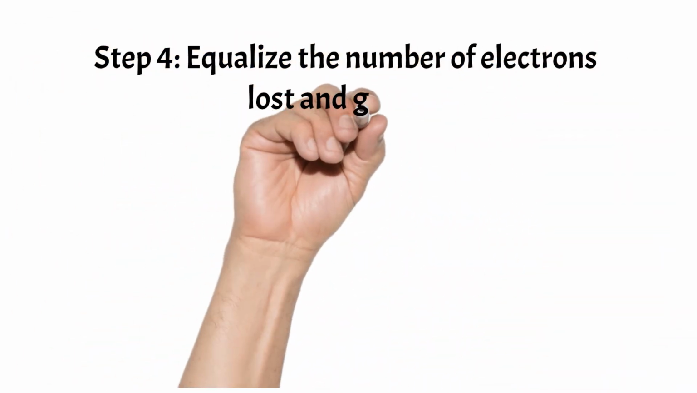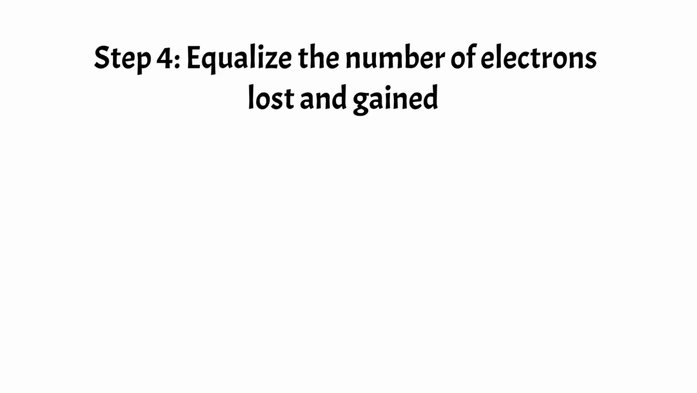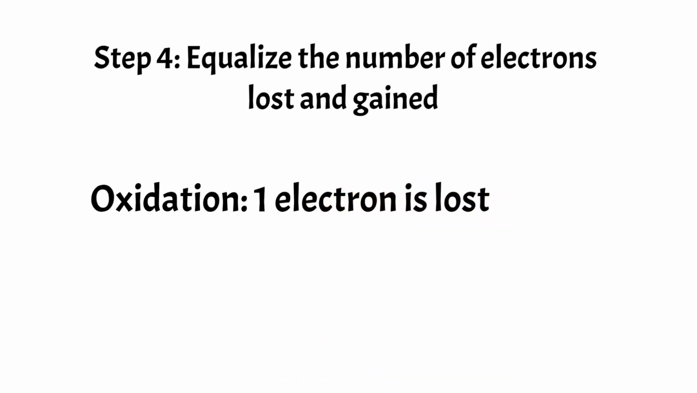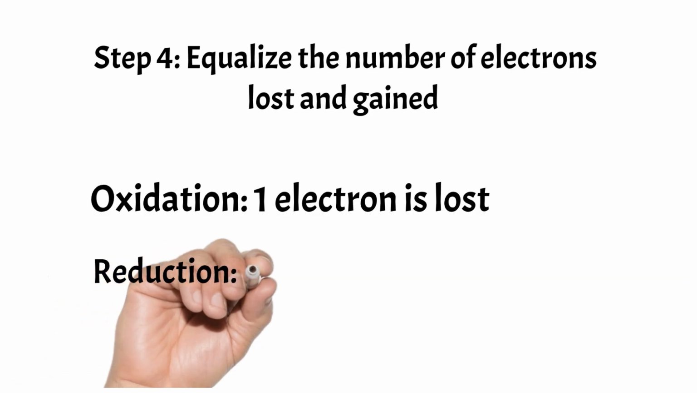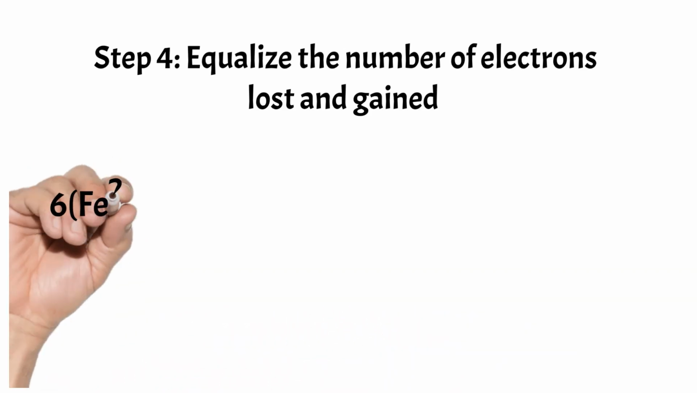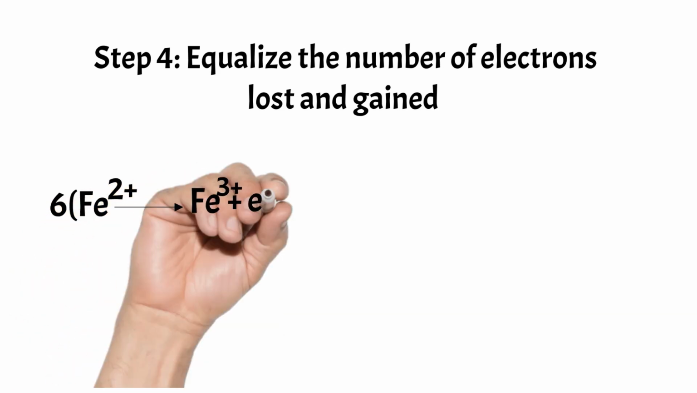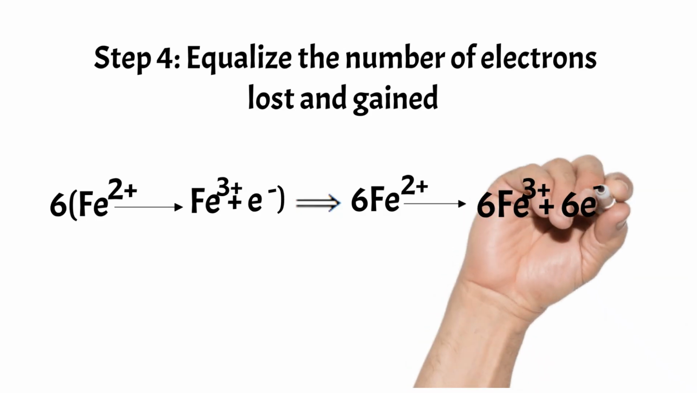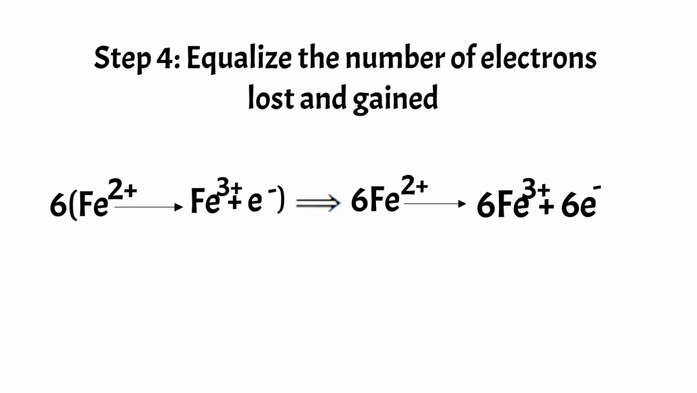Step 4. Equalize the number of electrons lost and gained. The number of electrons lost in the oxidation half reaction side must equal the number of electrons gained in the reduction half reaction side. On the oxidation, 1 electron is lost. On the reduction side, 6 electrons are gained. Multiply the oxidation half reaction by 6 so that both half reactions have 6 electrons.